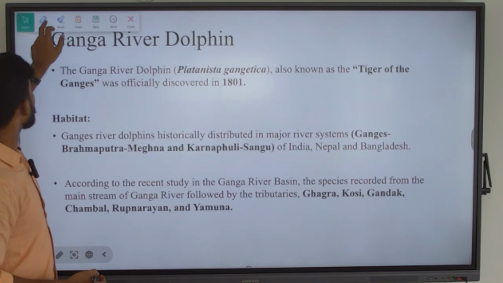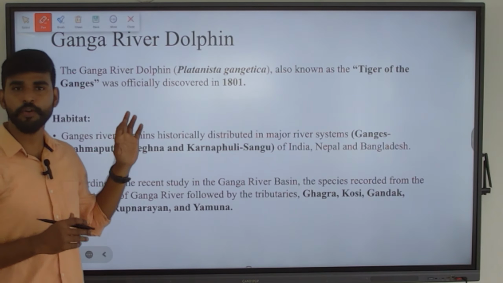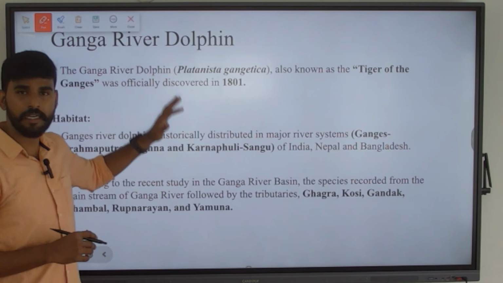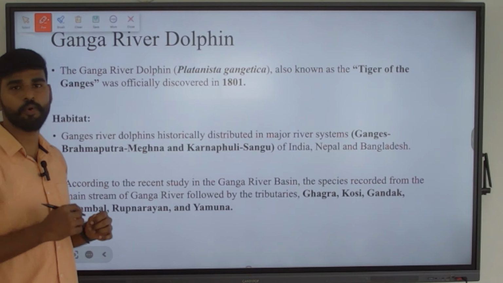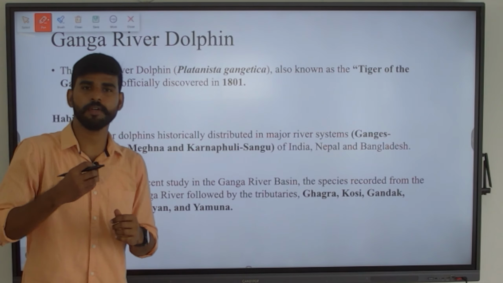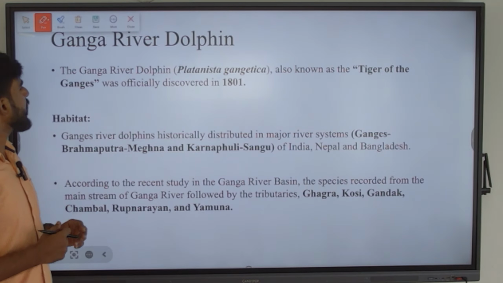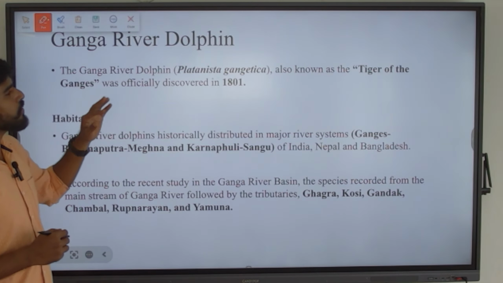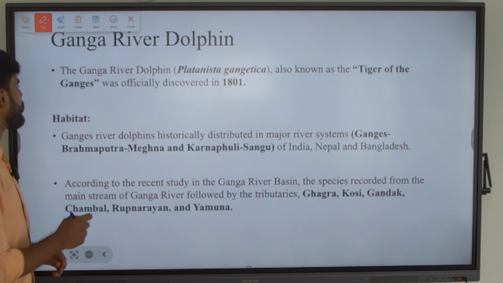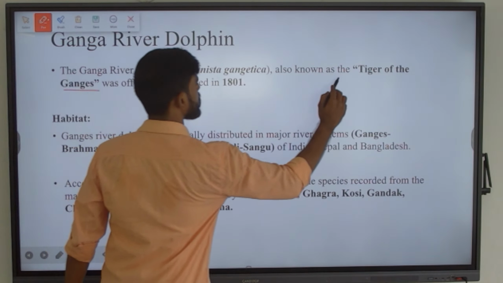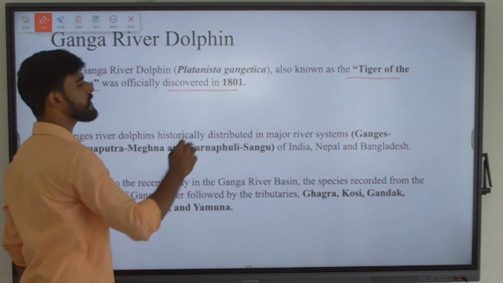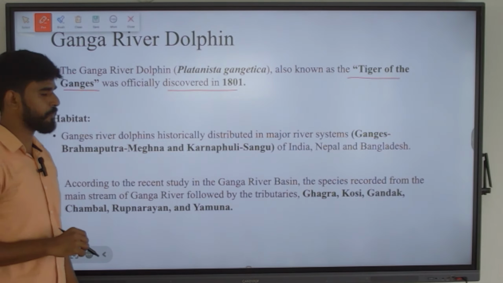Next is the Ganges River dolphin. How do we have to understand about the Ganges River dolphin? What are its features? What are the important points that we need to know with respect to the exam? Let us understand. The Ganges River dolphin is also known as the Tiger of Ganges, and it was officially discovered in the year 1801.